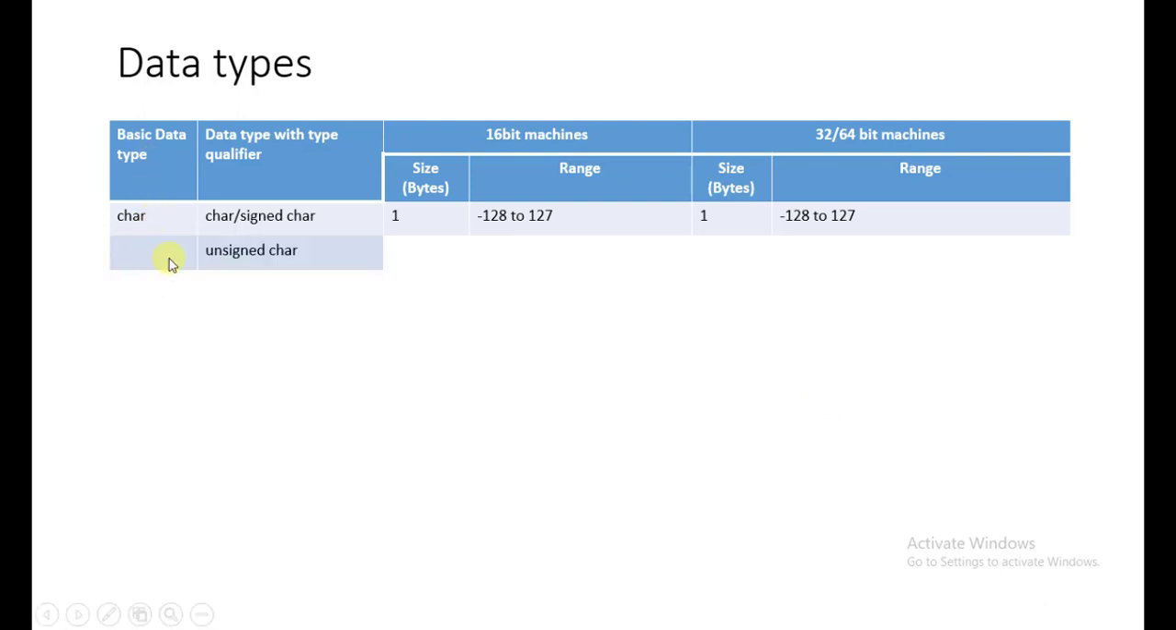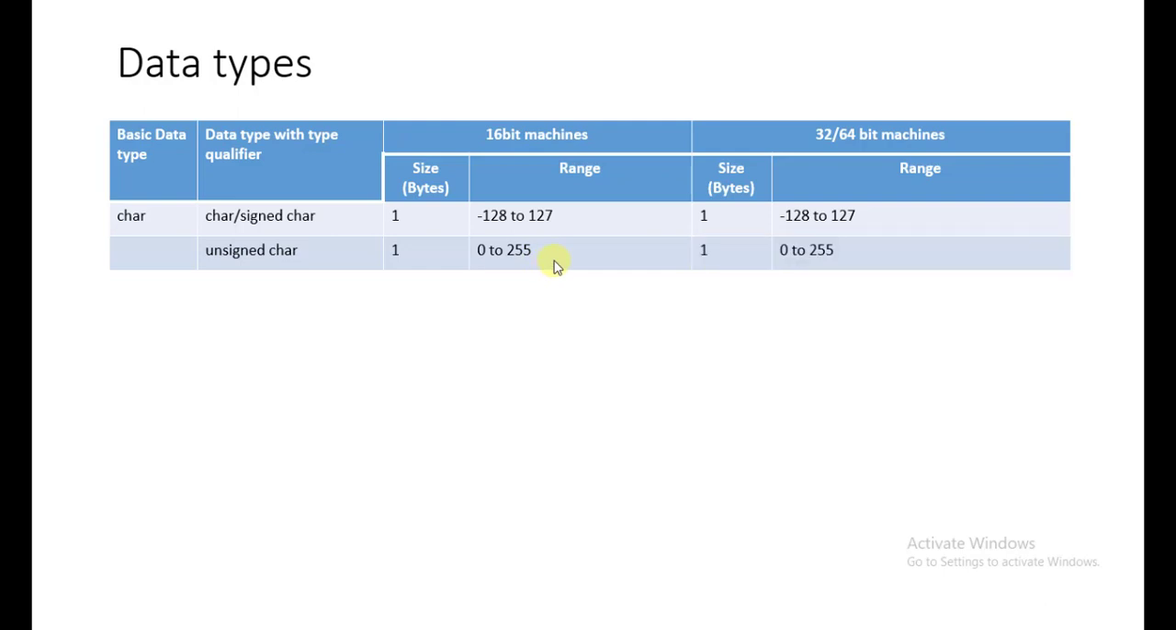The basic data type is char, and the data type with the type qualifier unsigned has size 1 byte and range 0 to 255. In unsigned we don't have negative numbers, so the whole range is for positive values. So it is 0 to 255, the same in 32 and 64-bit machines. As character is 1 byte in size, we can only use the sign qualifiers, both signed and unsigned. Size qualifiers we cannot use because we cannot have data which is less than 1 byte.